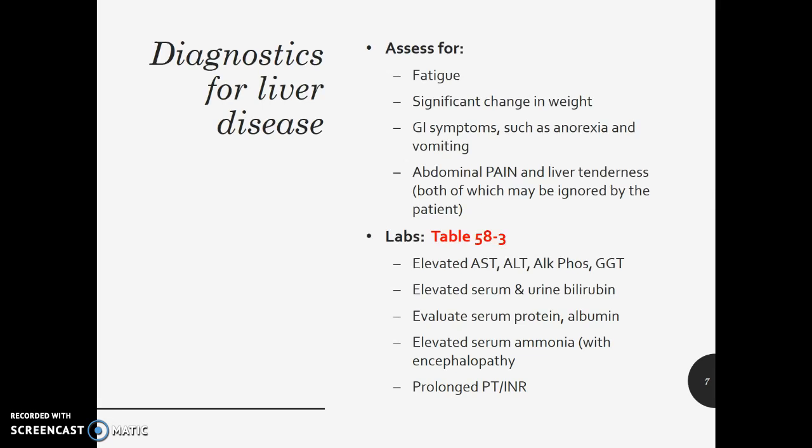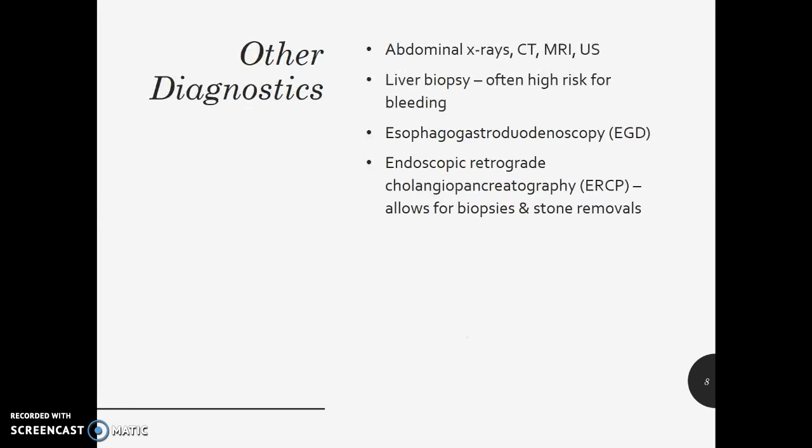And because of the hematological changes I mentioned earlier, they can also have prolonged PT and INR, meaning it takes a lot longer for their blood to clot, and they can have blood loss very easily, as you saw with the esophageal varices.